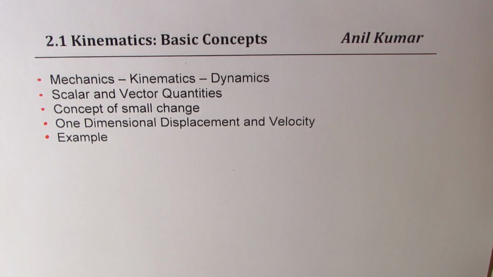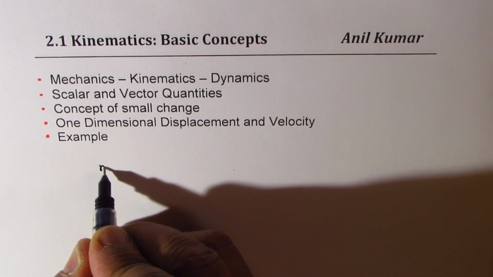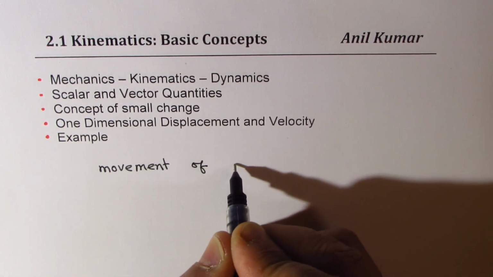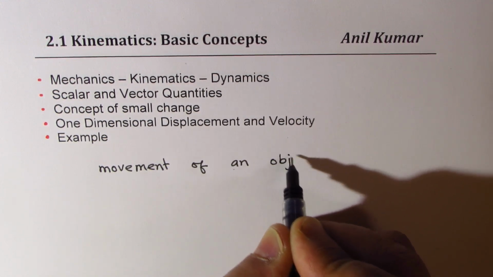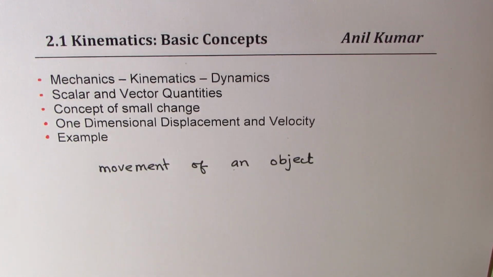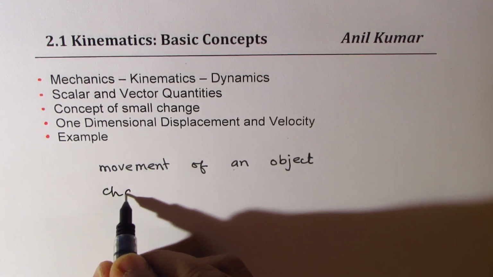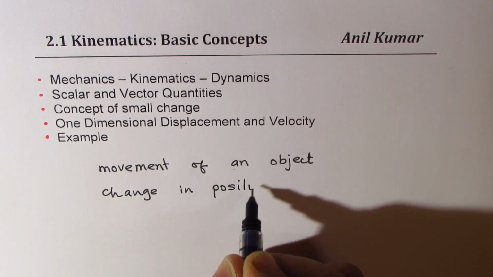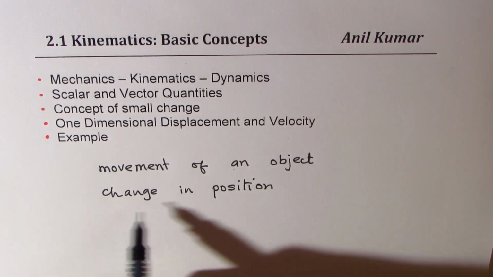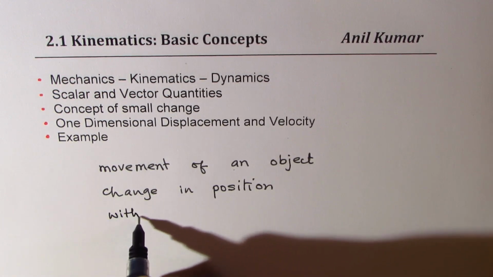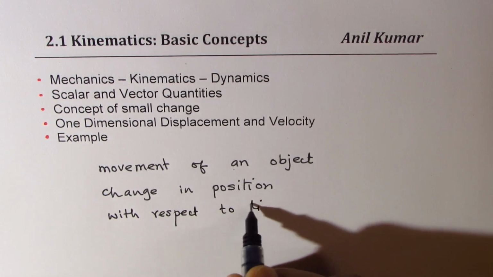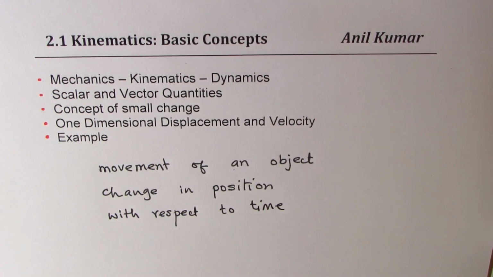So basically, we are only going to discuss the movement of an object. So the criteria here to understand movement of an object: whenever there is a movement, it is a change in position. Now, this change is always with respect to time. So these are key things which get linked, right?